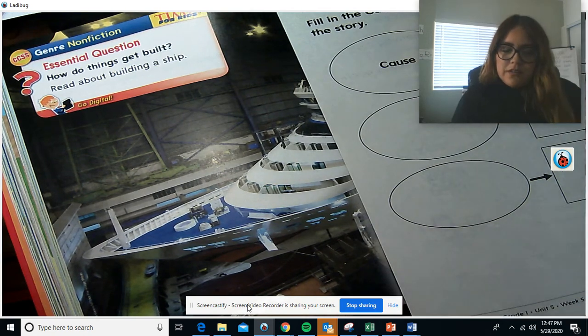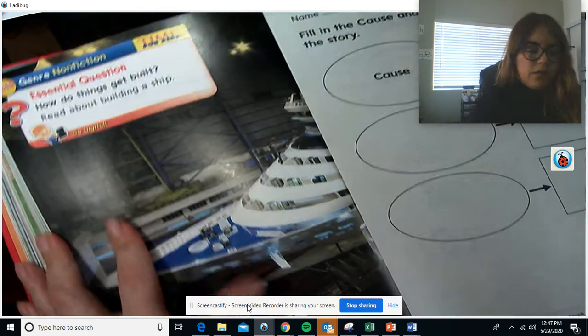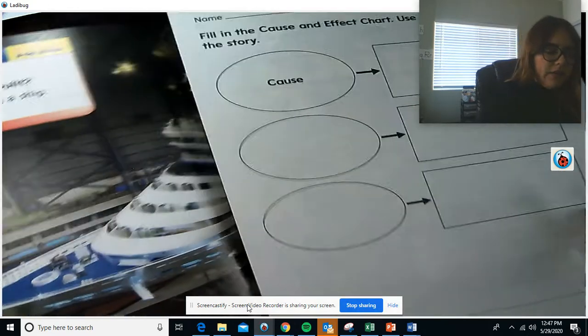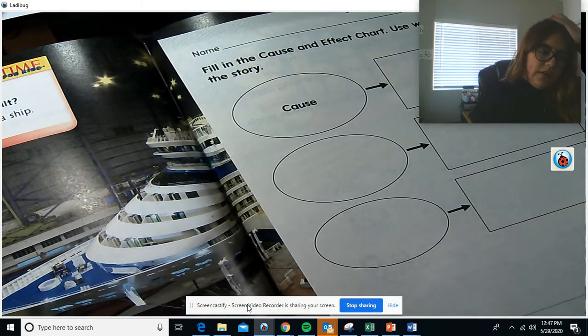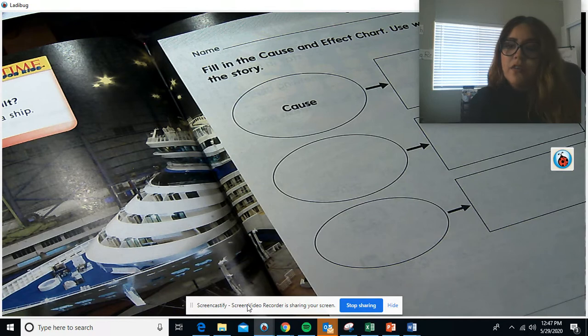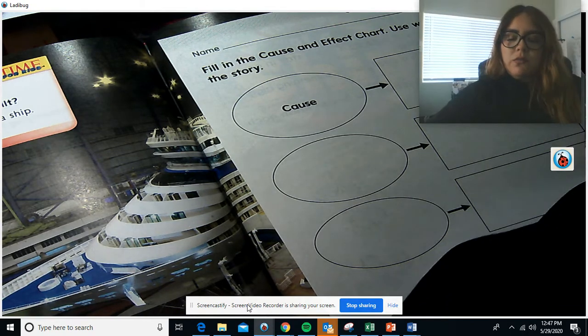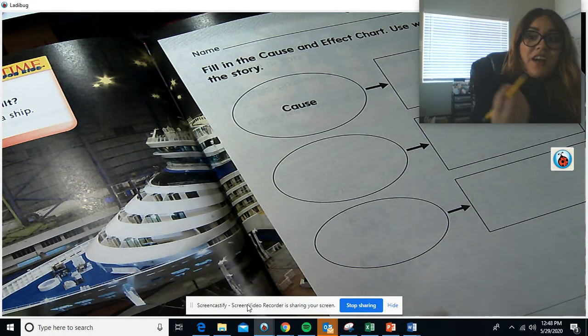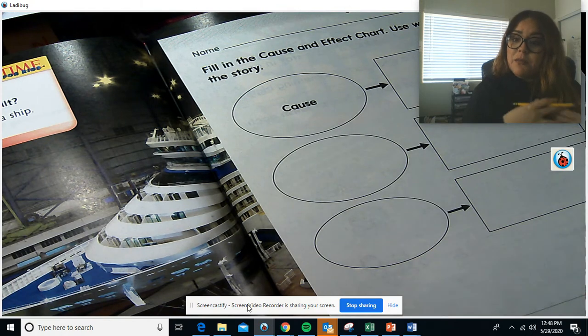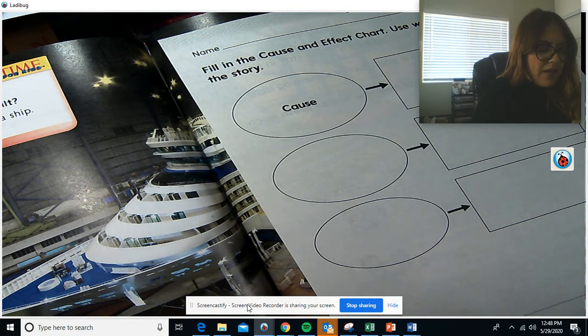Hello, boys and girls. Today we're going to be reading a story, but as we're reading, I'm going to have you think about that strategy of cause and effect. So remember from the previous video that you watched, and we've talked about this before, cause and effect is when something happens and we look at why it happened, okay?